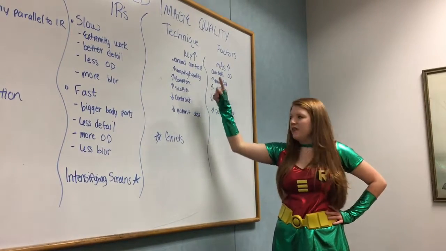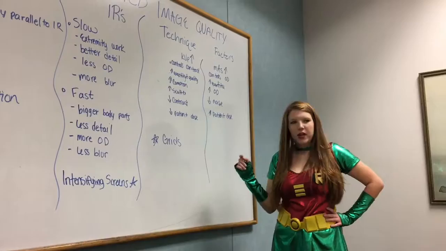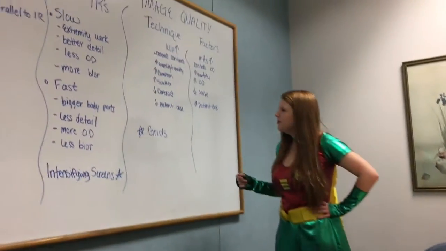Now, if we have too high of a KVP and it has a lot of scatter, what can we use to compensate? Grids. Good job, Clarissa.